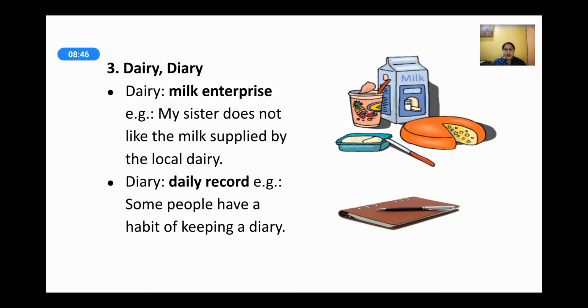Another word, D-I-A-R-Y, that is diary, a daily record. For example, it's a book wherein you pen your thoughts. Some people have a habit of keeping a diary.